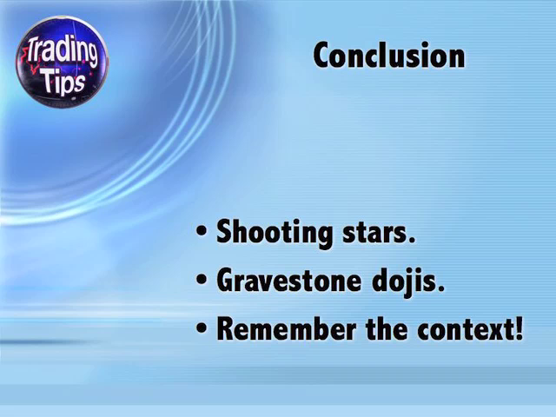In conclusion, shooting stars are one of the candlestick formations indicating a probable bearish reversal. Shooting stars occur at the top of uptrends, and if their opening and closing prices are identical, they are considered Gravestone Dojis, which provide an even higher probability of a bearish reversal. But if a Gravestone Doji occurs at the bottom of a downtrend, it can be bullish. As always, consider the context in which a formation occurs.